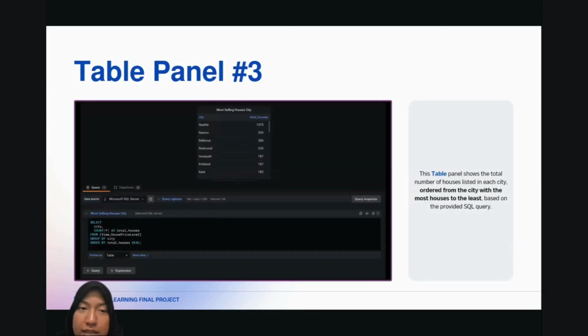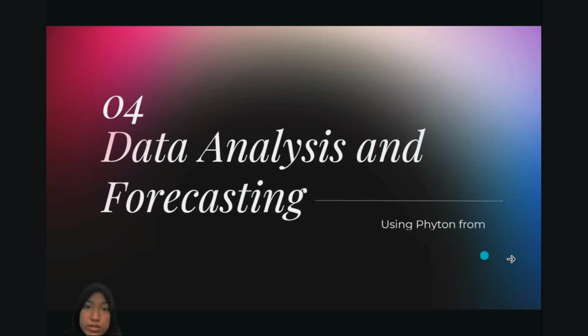And this is the last panel that I made. This is a table panel for the city with the most houses sold. So I count the total houses for each city that's selling, and I order it from the highest to the lowest using DESC here. Okay, that's all for my dashboard using Grafana.